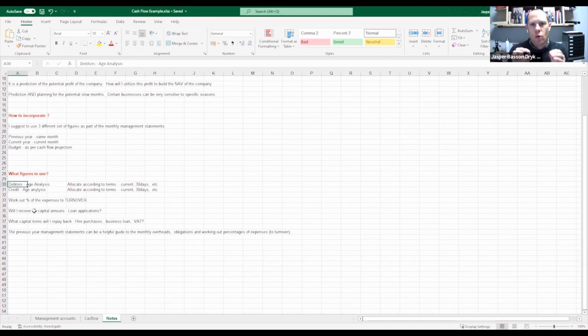So you can incorporate that into your cash flow, so that you know exactly in what months I would potentially receive income.